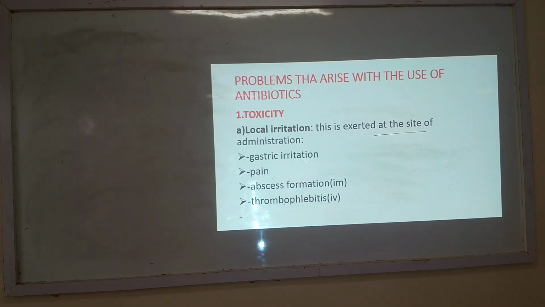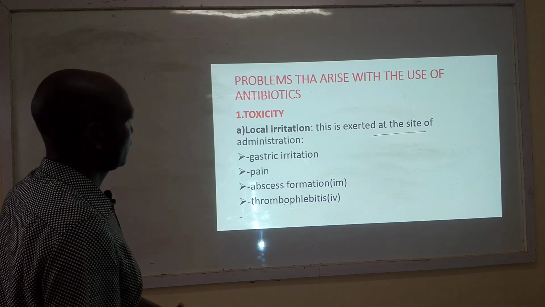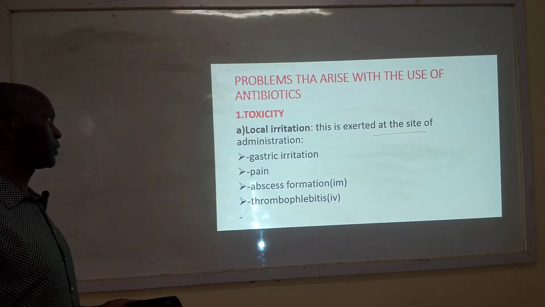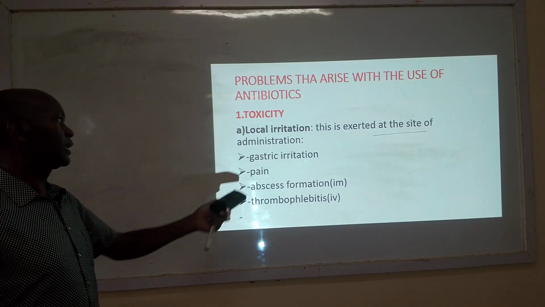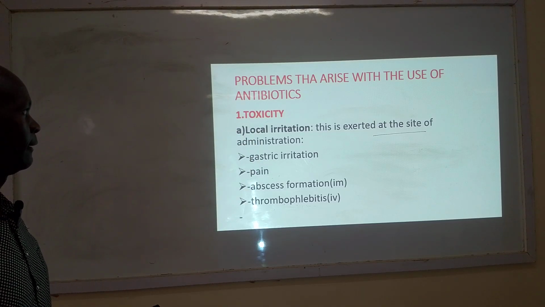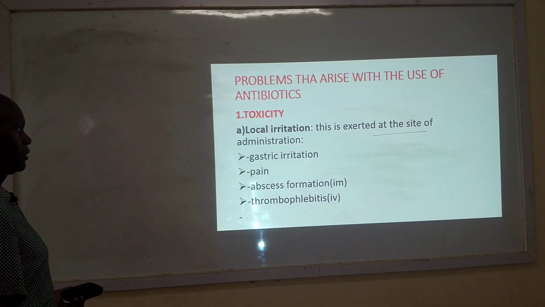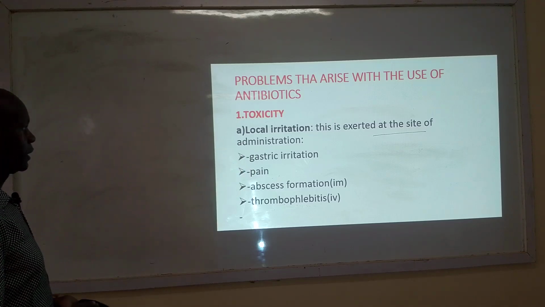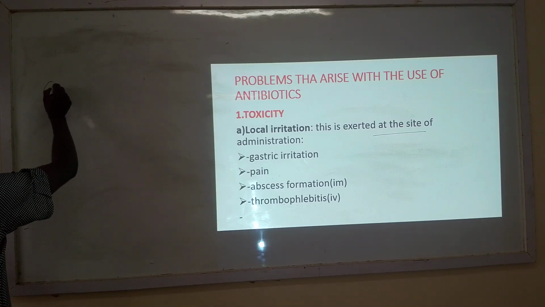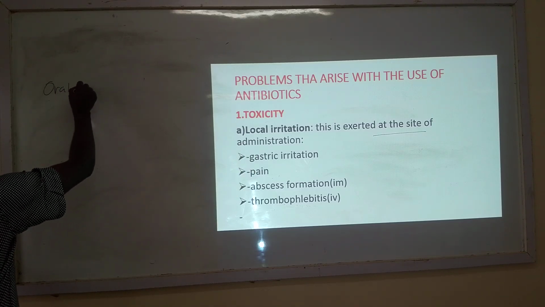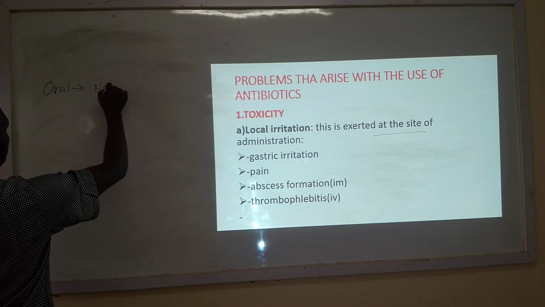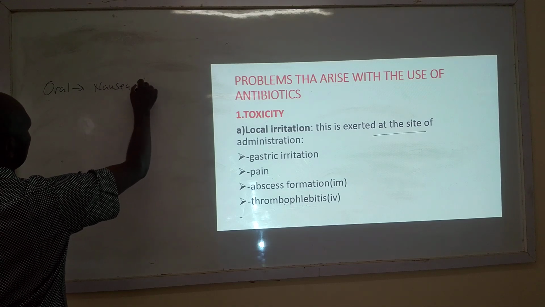We have a few problems which arise when using antibiotics, and one of them is toxicity. Toxicity can be local or systemic. When it is local, then it is at the site of administration. For example, if we are giving you oral medication, then you can present with nausea and even vomiting.